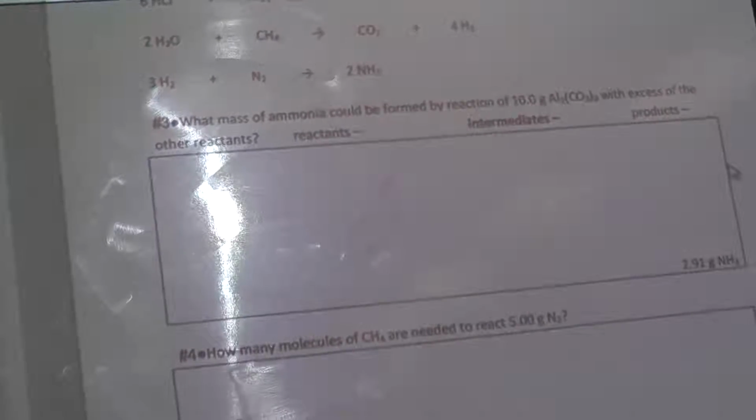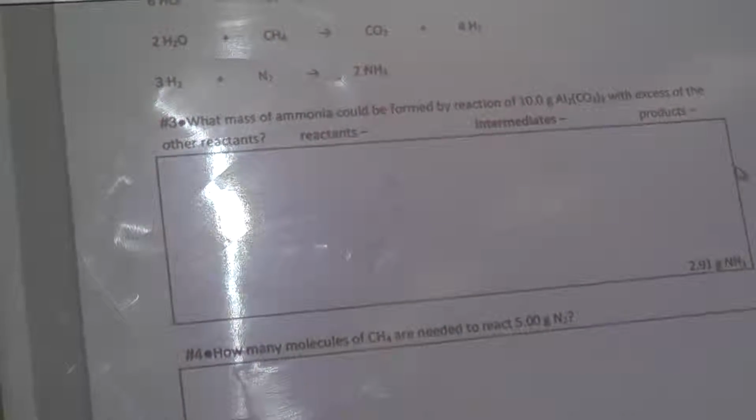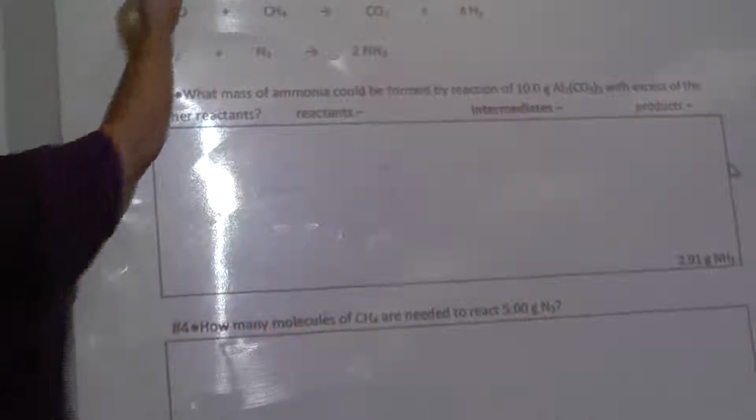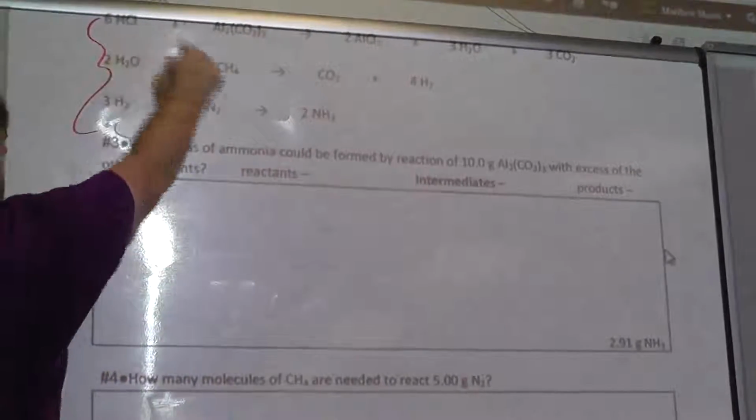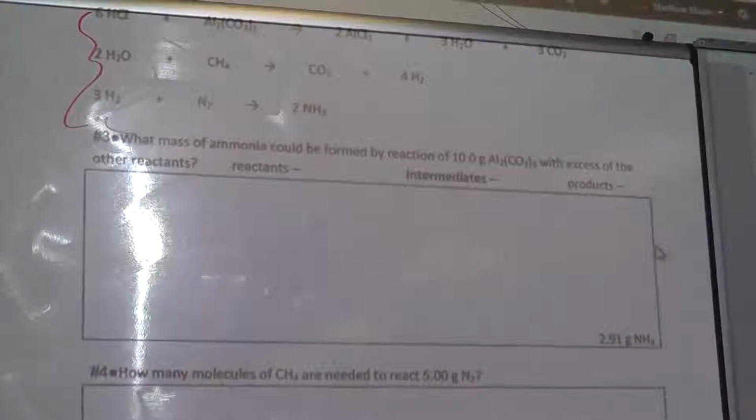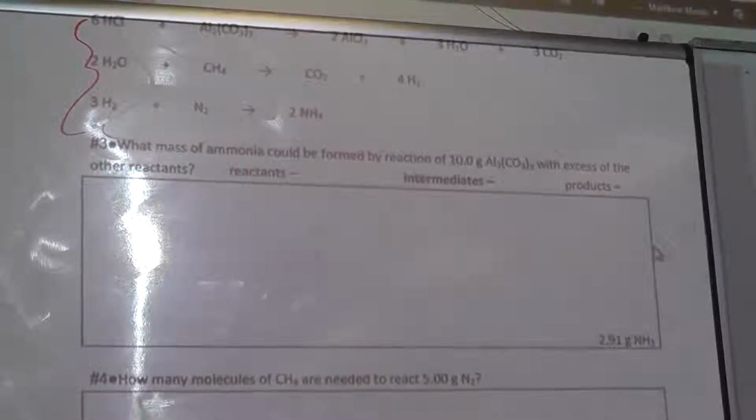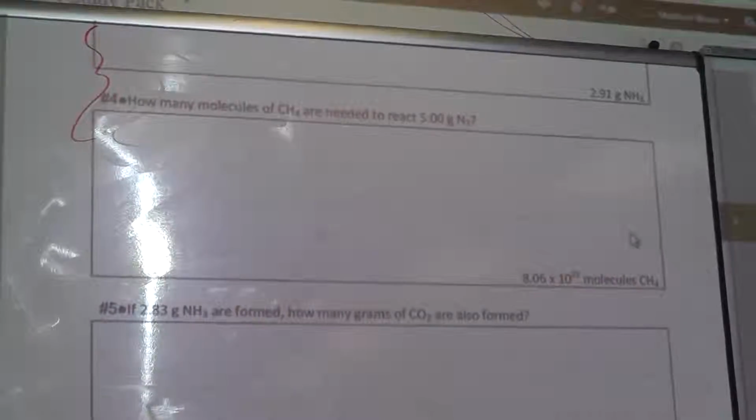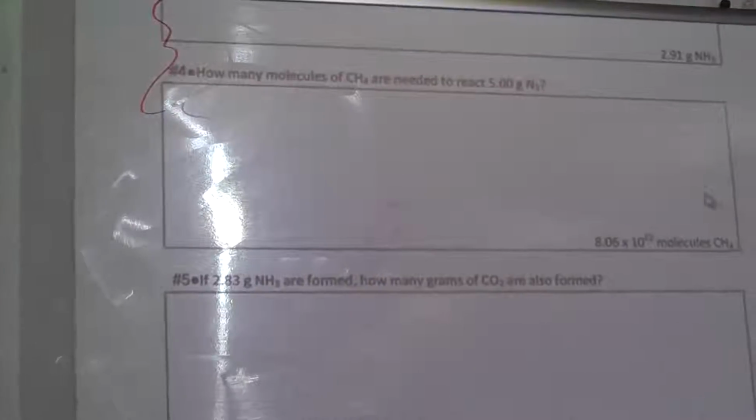Does everyone have their study pack? Okay. So what we're going to be doing is looking at this sequential reaction here, and then we're also going to be looking at number 7. So I'm going to write down the questions it's asking us from number 5, and then I'm going to go back to the table. For number 5, what it's asking us is if you had 2.83 grams of your ammonia formed, how many grams of CO2 were also formed? So we're wanting to know grams of CO2.